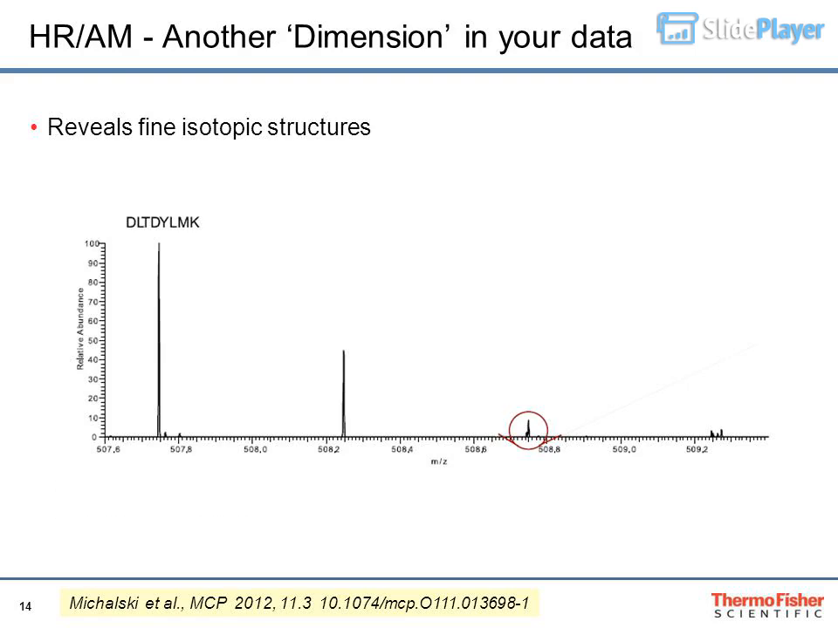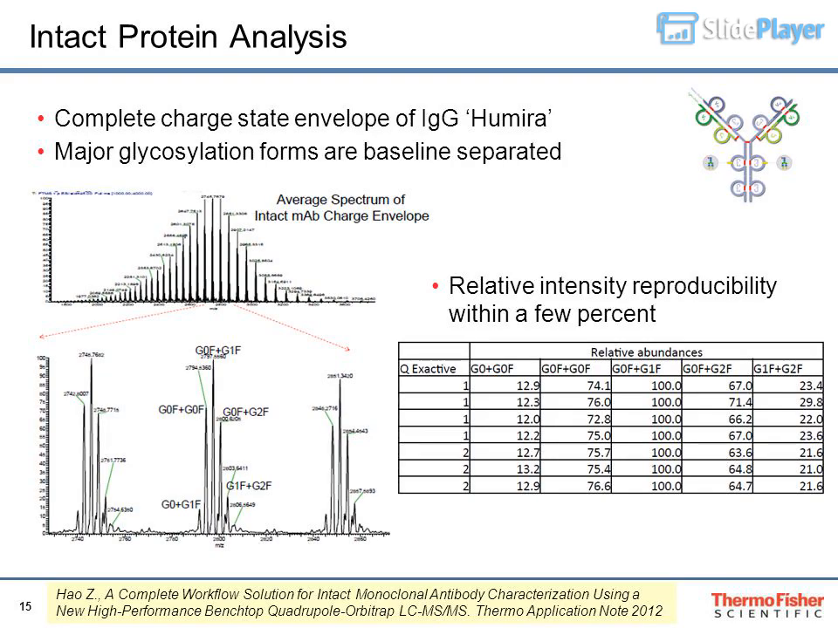477.23016. HR/AM, another dimension in your data. Reveals fine isotopic structures. Separation of isobaric species in standard LC-MS/MS analysis. The 34S isotope containing peak is clearly resolved from the 13C2 isotope. Michalski et al., MCP 2012, 11, 10.1074/MCP.O111.013698-1.